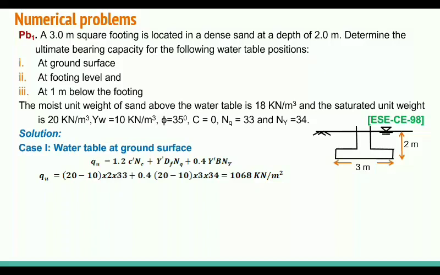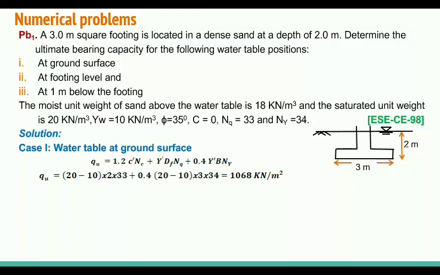By putting the value of C equal to 0, the first expression, 1.2 C dash Nc, will be nullified, we can neglect it, and that will be 0. The second expression is gamma dash Df Nq. Gamma dash is the submerged unit weight. We can calculate it as the saturated density minus the unit weight of water. So 20 minus 10, we get the submerged unit weight.